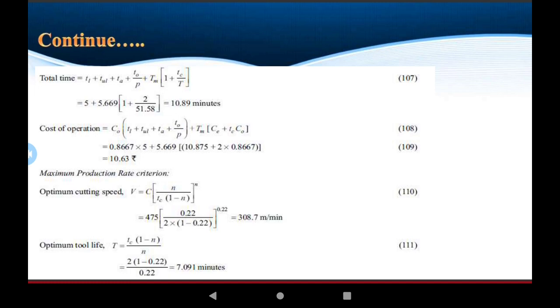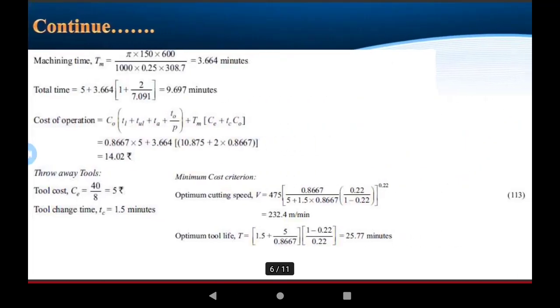Now find out the optimum tool life in this operation. T equals Tc times (1 minus n) upon n. Putting in the values, Tc is 2 and (1 minus 0.22) upon 0.22. The optimum tool life is 7.091 minutes.